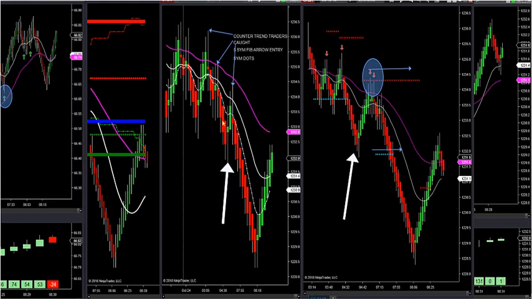We like to look at the trend chart first to let us know when the wrongly positioned traders are coming in the market.